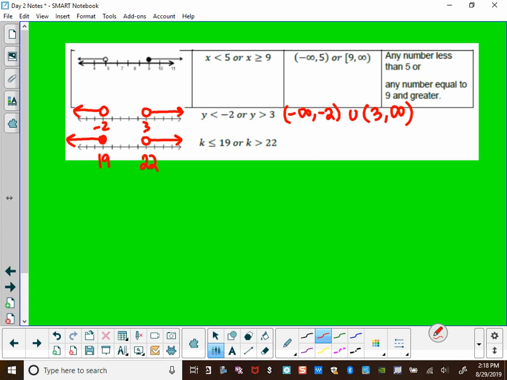And on the bottom one, same thing. I'm coming from -infinity. And I stop at 19. Is it bracket or parentheses? Did I have bracket or parentheses on 19?